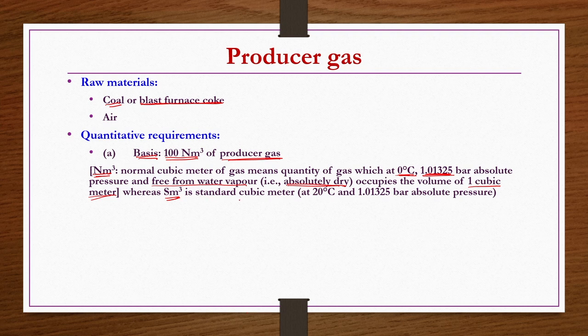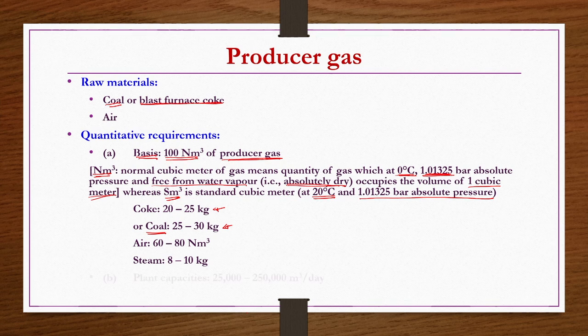Whereas SM cube is standard cubic meter, that is at 20 degree centigrade and 1.01325 bar absolute pressure. So if you wanted to produce 100 normal cubic meter of producer gas, then you need 20 to 25 kgs of coke. Or if you are taking coal as a source of C, then 25 to 30 kgs of coal is required. Air is required 60 to 80 normal cubic meters, and then steam 8 to 10 kgs. Plant capacity is in general 25,000 to 250,000 meter cube per day for most of the existing plants.